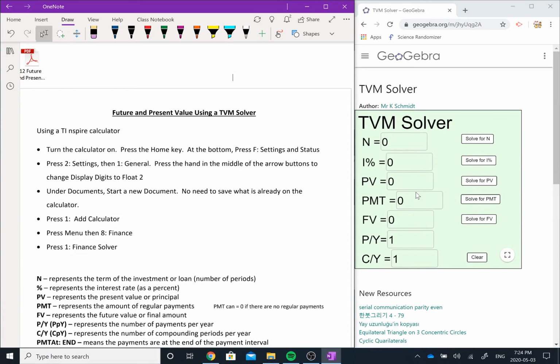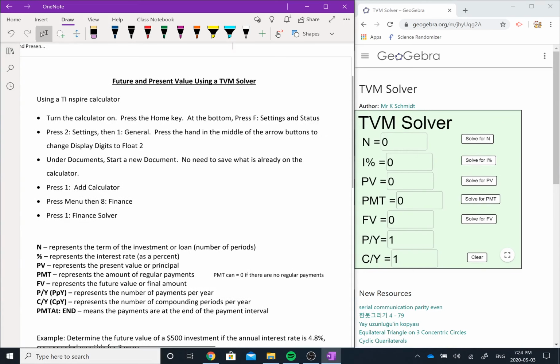So basically what the TVM solver does is it calculates or does the compound interest calculations for you. You just need to enter in the key pieces of information based on whatever your scenario is. So we're going to learn what each letter represents, and we're going to run through an example and see how it gets us the same answer.